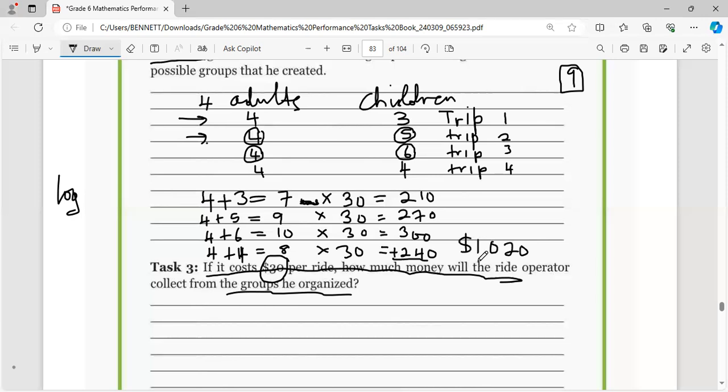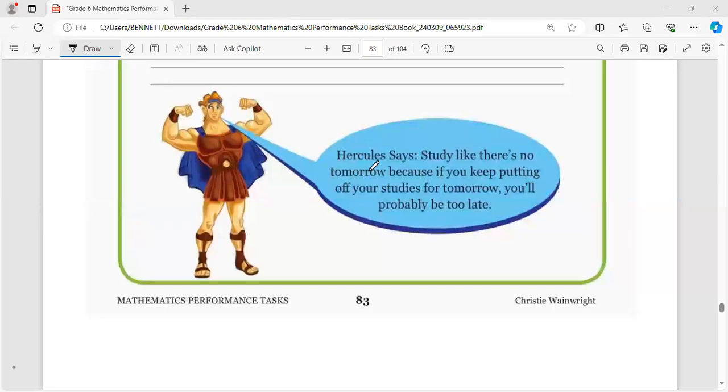It's not going to be straightforward, guys. So we have to get in the habit of reading and interpreting the question. I think that's why I'm having the marathons, because I realize there's a deficiency in that, and I've seen so much improvement in the persons who attend. So Hercules said, study like there's no tomorrow, because if you keep putting off your studies for tomorrow, you will probably be too late. So guys, listen to what Hercules said, put in some work.